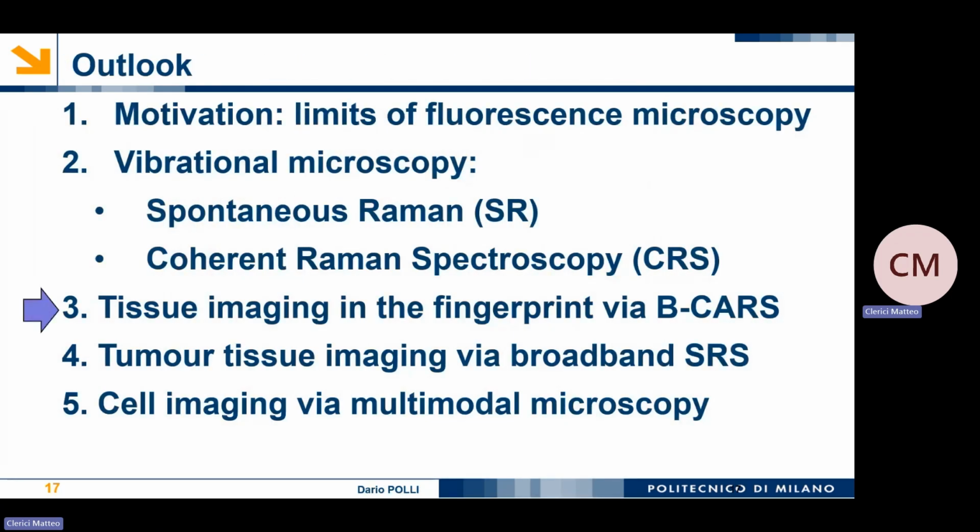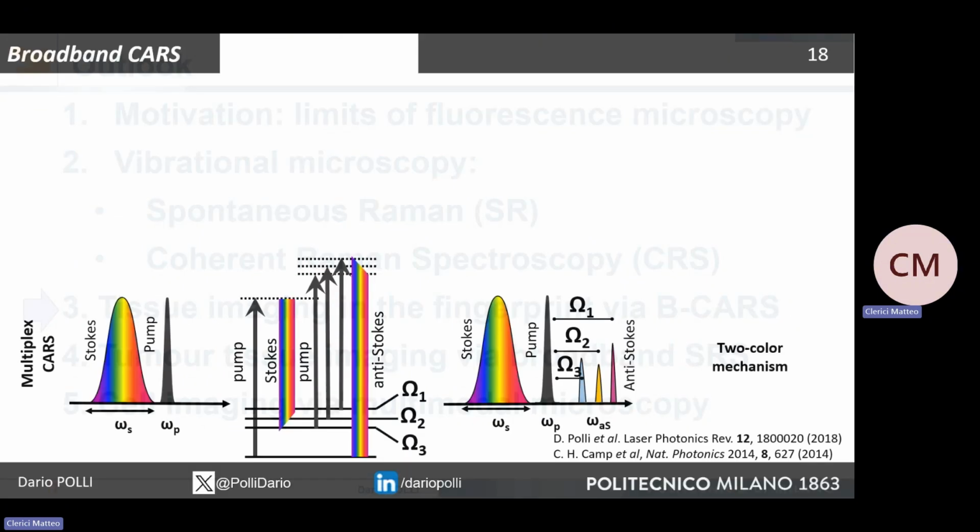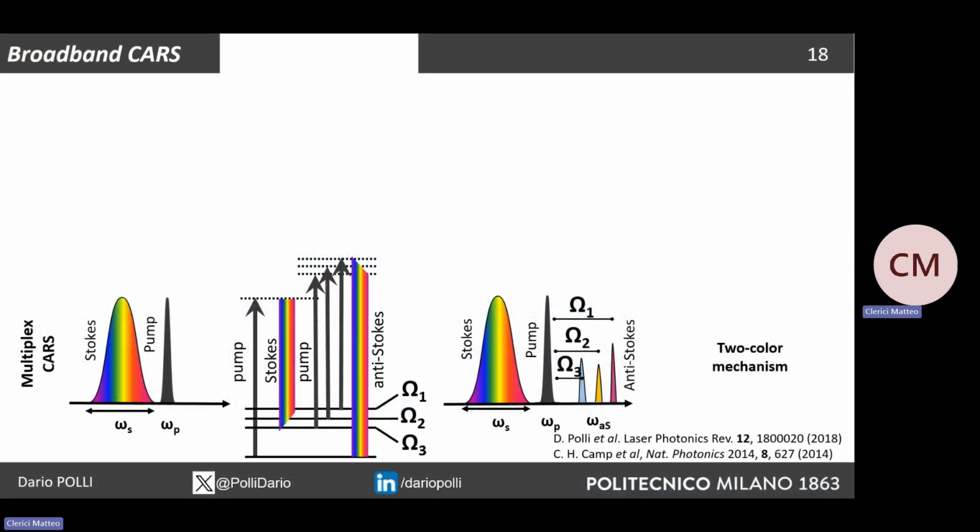Okay, so let's come to a few examples. The first one is broadband CARS, and then we'll go to broadband SRS. So I'll give you a couple of examples of both techniques. So in broadband CARS, we do the following. I already presented you this, which is called multiplex CARS, and in the standard scheme, this is also called two-color mechanism, two color because you have pump Stokes, pump anti-Stokes, and there's no problem.